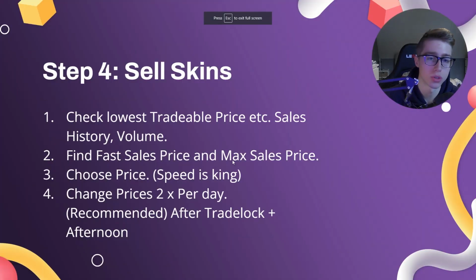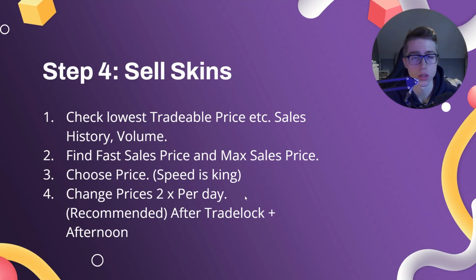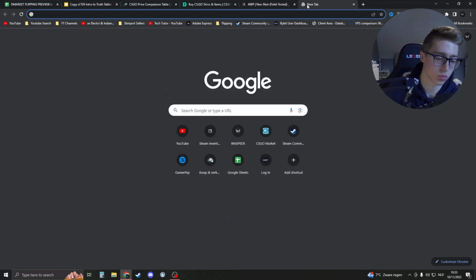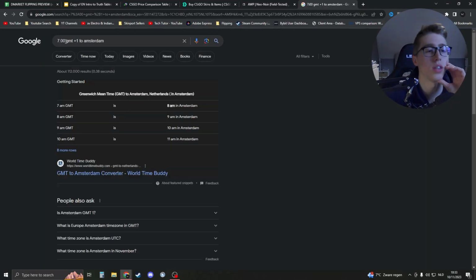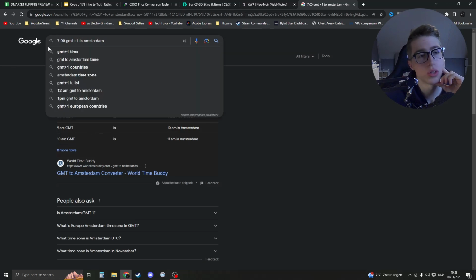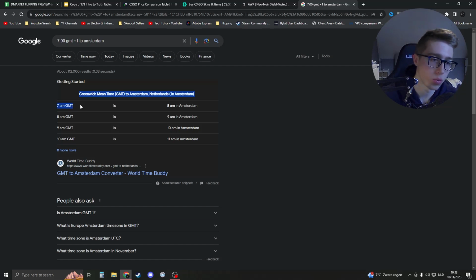of course lower it. Now what you're gonna do is change the prices 2 times a day. I recommend doing it once after the trade lock has expired. That's basically 8 a.m. Amsterdam time. Just search for GMT plus 1. Okay, so 7 GMT plus 1 is 8 a.m. in Amsterdam. So you search this, you know what time the trade lock of skins get expired.